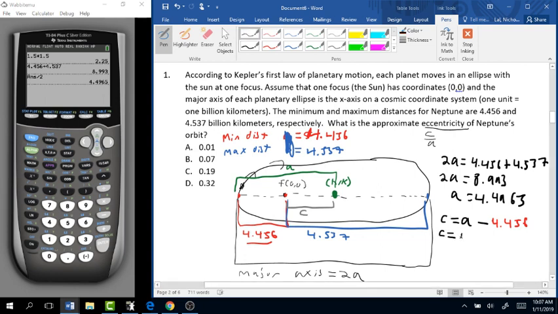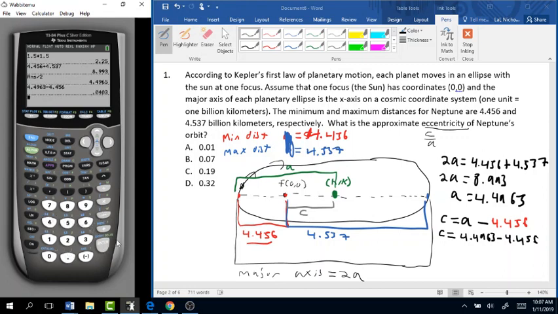4.4965 minus 4.456 equals 0.0405. So C equals 0.0405.